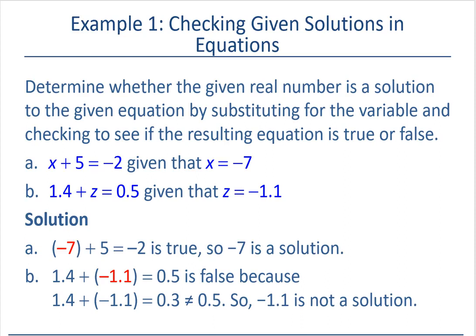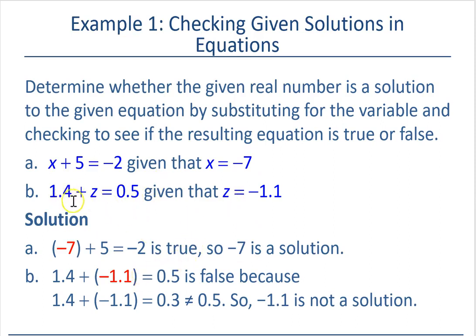Okay. Determine whether the given real number is a solution to the given equation by substituting for the variable and checking to see if the resulting equation is true or false. Just like we've done before, we're going to say that x plus 5 equals negative 7, and they're saying that x here is equal to negative 7. So what we're going to do is plug that back in like you see on number A here. So negative 7 plus 5 is going to equal negative 2, so that is true. So that is a solution, and it makes sure that this statement remains true.